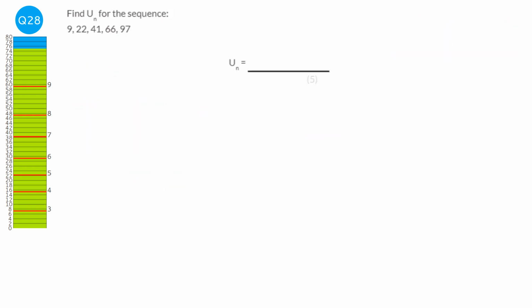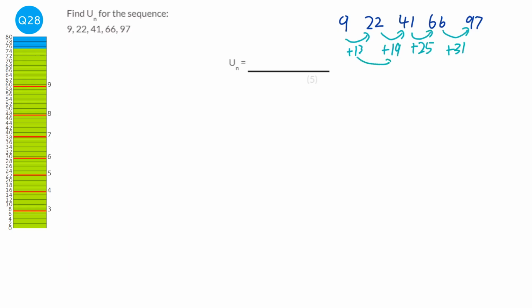So we're going to just quickly write out our sequence. So 9, 22, 41, 66 and 97. And we're going to find the differences of each of them. So that's going to be plus 13. Then we've got plus 19. So they're different already. We know that it's not a linear sequence. And that's going to be plus 31.